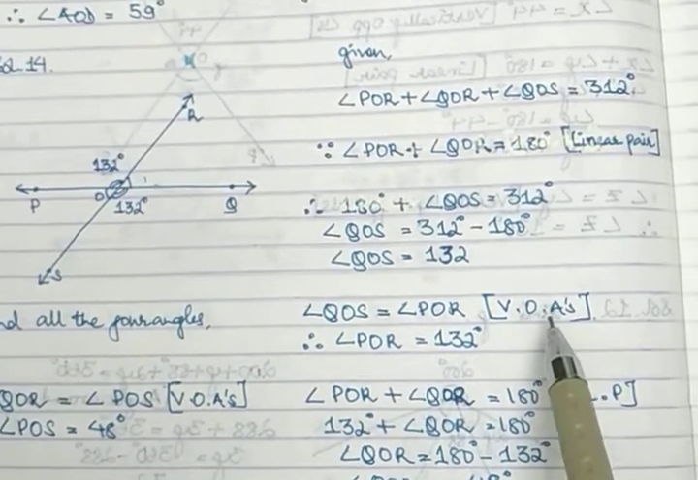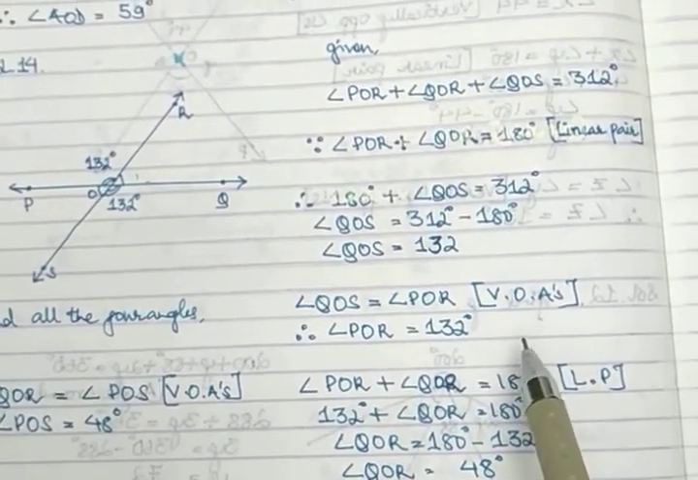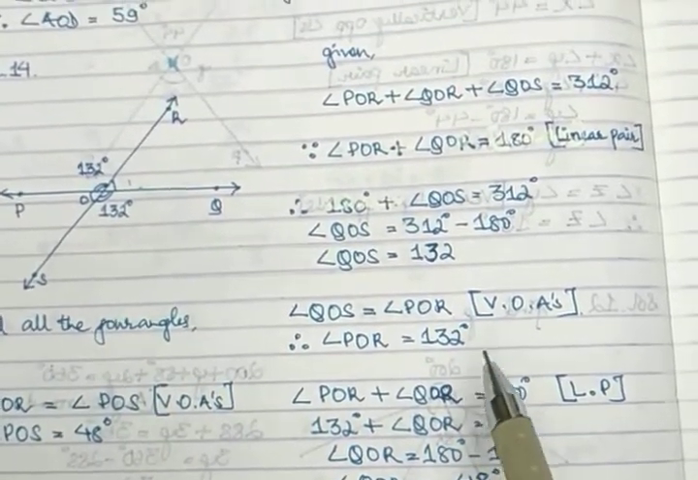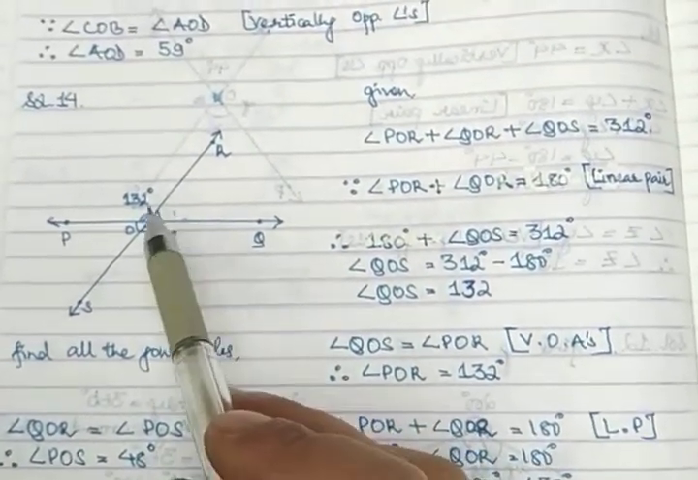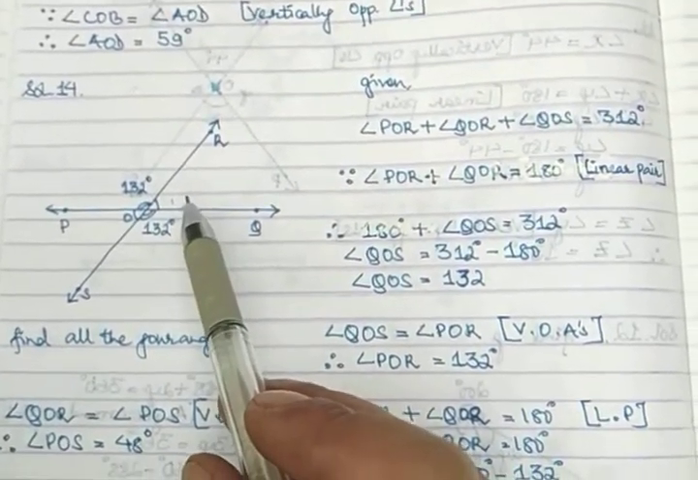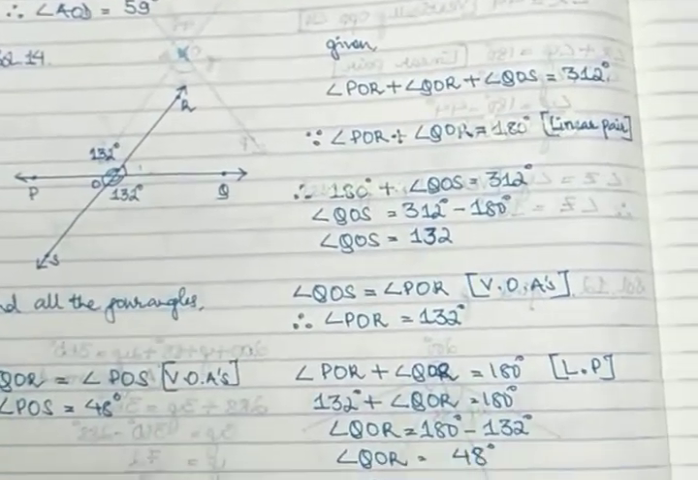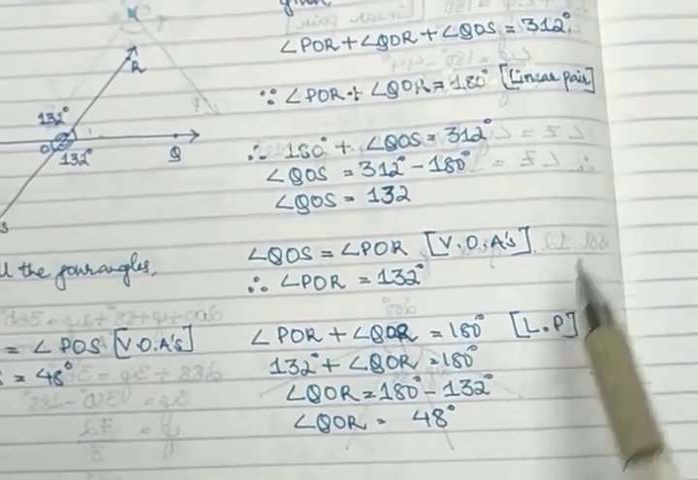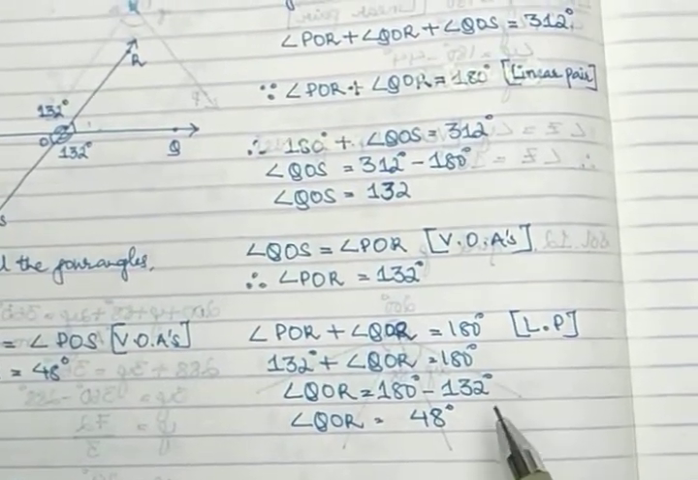The reasoning is very important, as I have already said, you need to write the reasoning. So VOA is short form for vertically opposite angles. So POR equals 132 degrees, that is what we got. Now again, what we know is POR plus ROQ, or you can simply say QOR, which means the same angle, equals 180 degrees. And what is the reason? It is linear pair. We have already mentioned it here as well, so I have used the short abbreviation, just L.P.